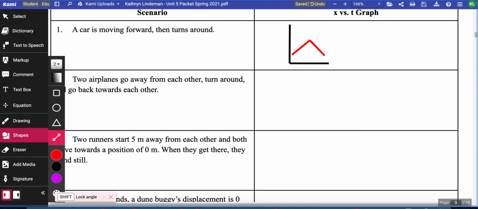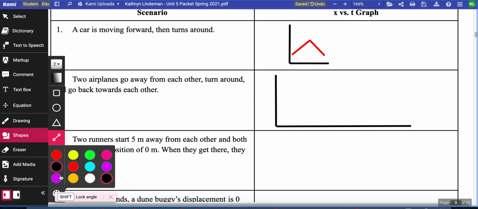Okay, so for the second one, two airplanes go away from each other, turn around, then go back towards each other. Okay, so this one has a lot of different movements. So I'm going to make this graph pretty big. Okay, and we have two different airplanes. So I'm just going to do one airplane with purple.